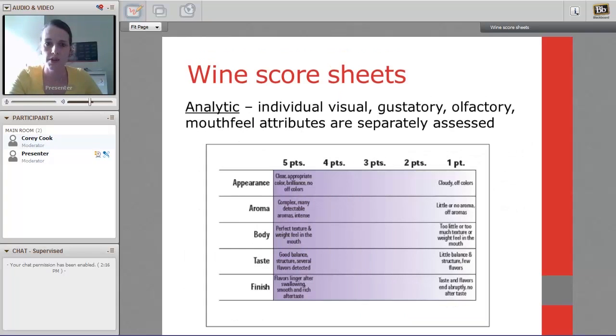Another type of wine score sheet is an analytical one, where individual visual, gustatory, olfactory, and mouthfeel attributes are assessed separately. So you can see that here, we've got appearance, aroma, body, taste, finish.